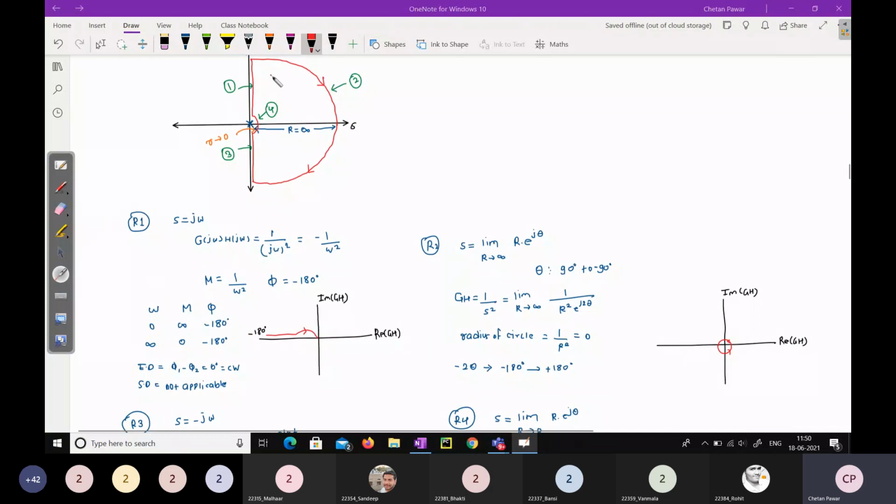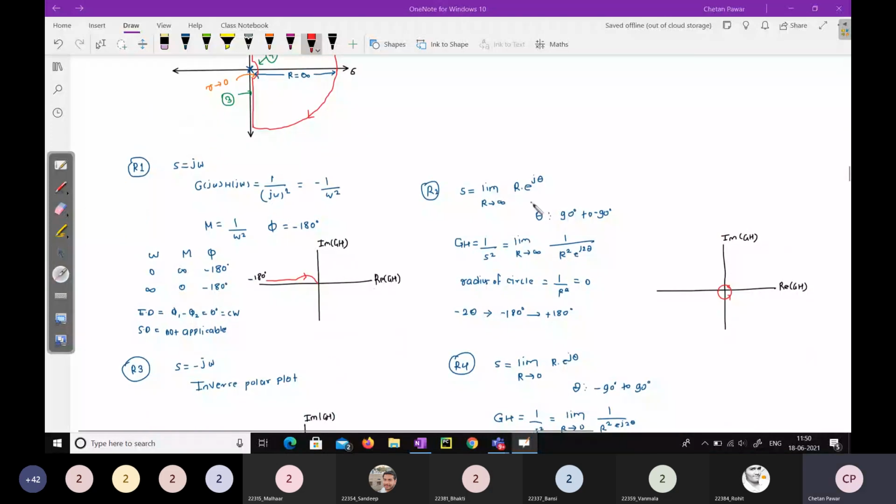What is the second region? Infinite radius semicircle. Okay, so for that purpose, what we do in mapping, we replace s by r e raised to j theta, where limit r tends to infinity and theta will vary from plus 90 to minus 90. So if I put this s into the open loop transfer function, that is 1 upon s square, I will get the radius of the circle. If I put r equal to infinity, I will get a radius 0, right? So radius of circle will be 0.